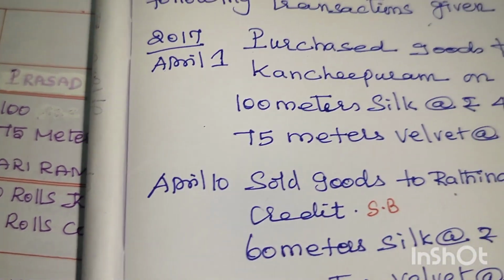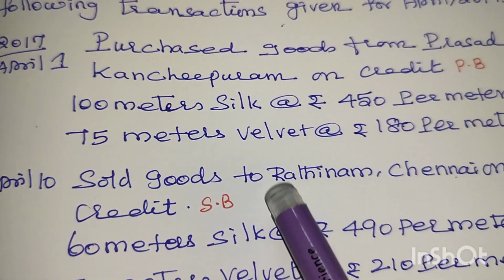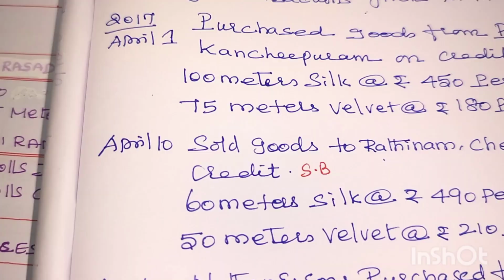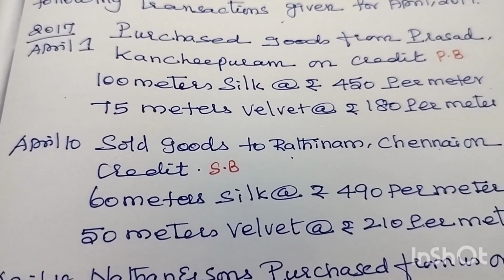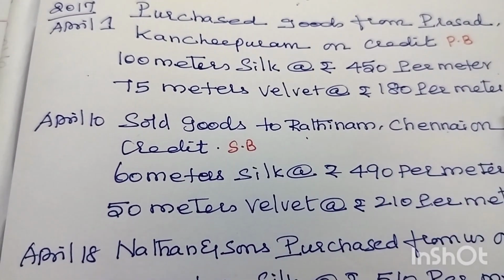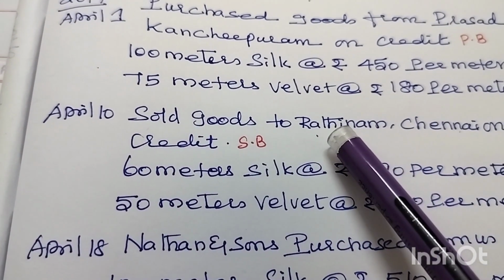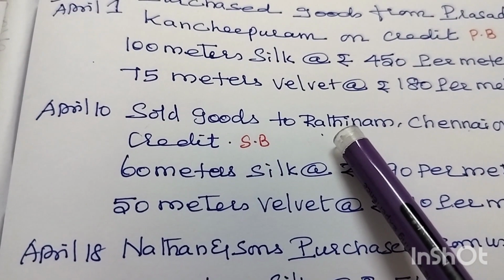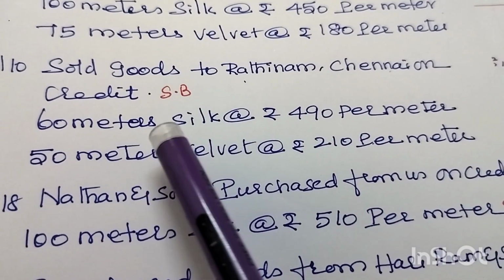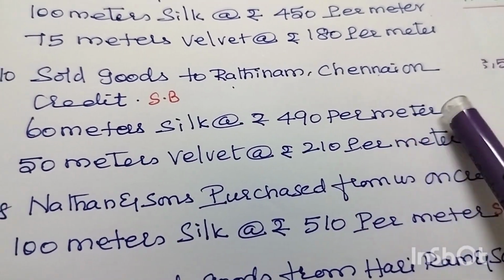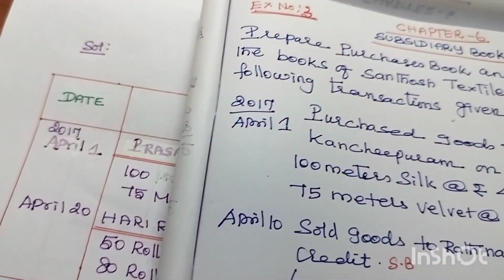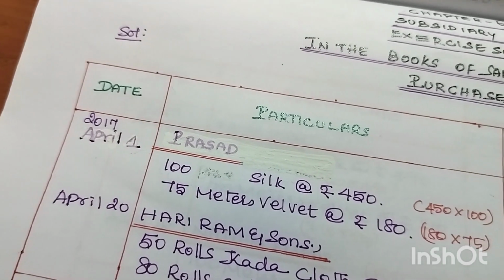Then the next transaction is April 10, sold goods to Rathinam, Chennai on credit sales. What does this transaction tell us? This transaction clearly tells us this is the credit sales. So you can enter this transaction into your sales book. What are the details given here? 60 meters silks at rupees 490 per meter and 50 meters velvet at rupees 210 per meter. So we are going to open the sales book.